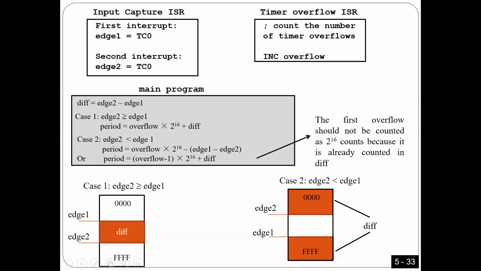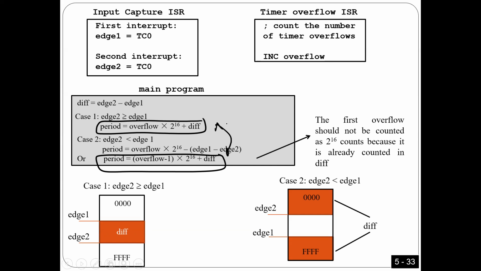However, look here. I'm going to have two equations. If you see, guys, they are exactly the same thing. The only difference is this one: I'm going to take the number of overflows I counted, minus 1, because the first overflow should not be counted. I'm going to tell you how.